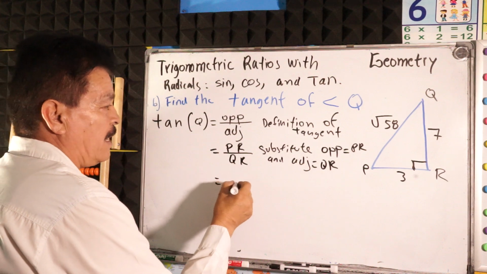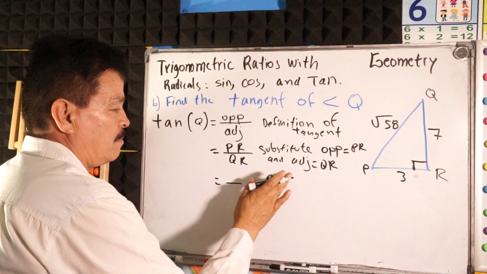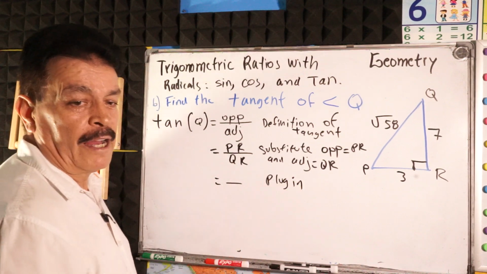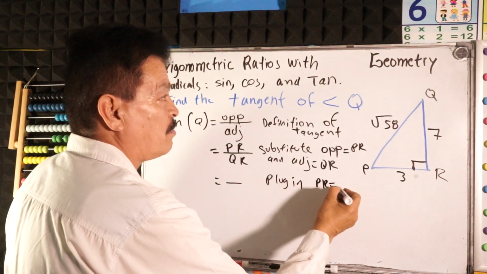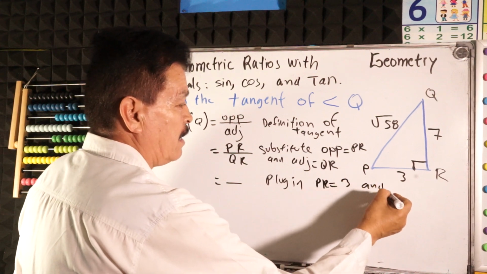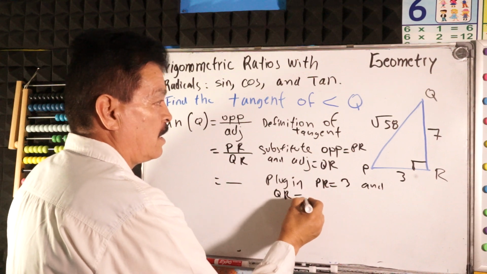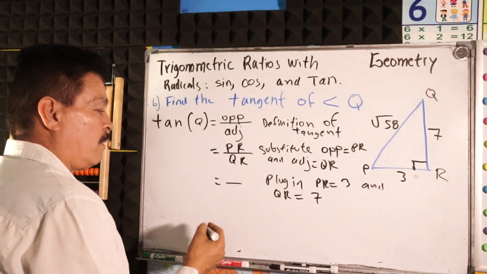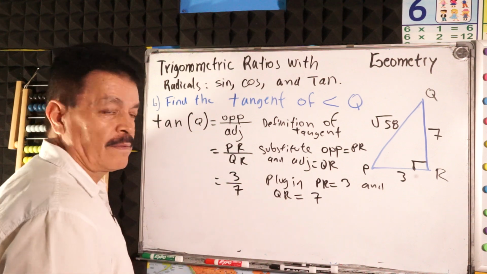Now we have to plug it in. Plug in PR, how much is PR? PR is 3, and QR is equal to 7. See? Just write here 3 divided by 7.